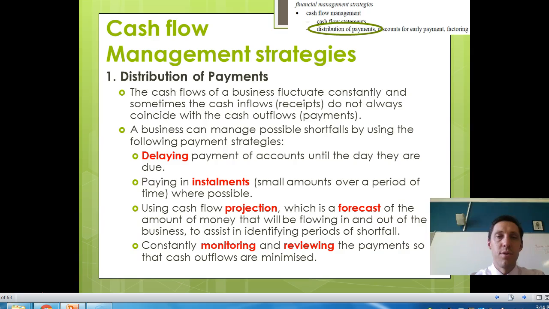Essentially though, the first 2 points are probably the most pertinent. Delaying payment of accounts until they're actually due, so that if you've got a 30-day term to pay off your account, wait until day 29 to pay it. And secondly, paying installments might be a possibility, and requesting that from the party you owe that money to. So that's the first cash flow management strategy.